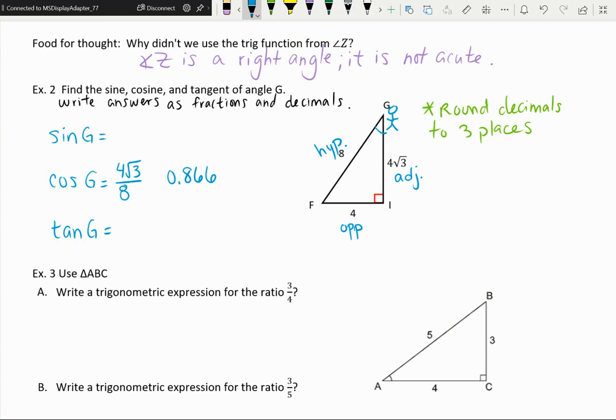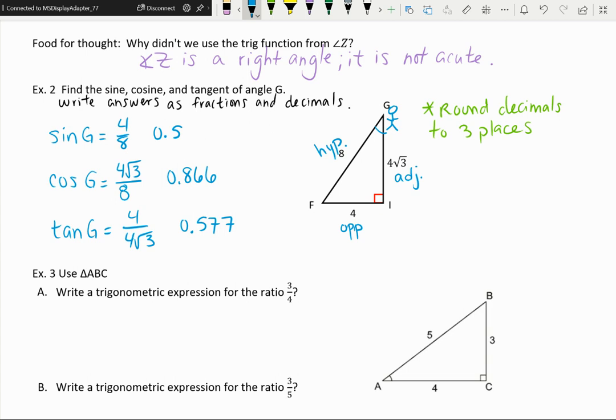All right. Hopefully we worked out some of those calculator issues. The sine of G should be 4 over 8, which the decimal should be 0.5. And then the tangent of G should be 4 over 4 radical 3, and the decimal should be 0.577. Now remember, I'm rounding to 3 decimal places. So if that 4th place is 5 or higher, then I would round up.